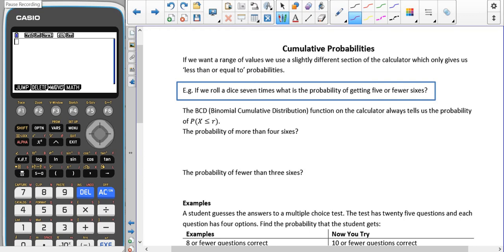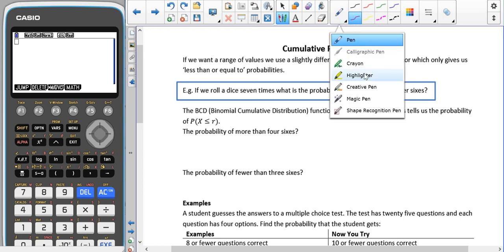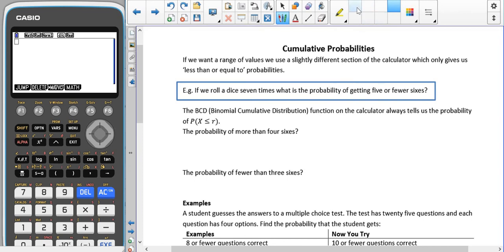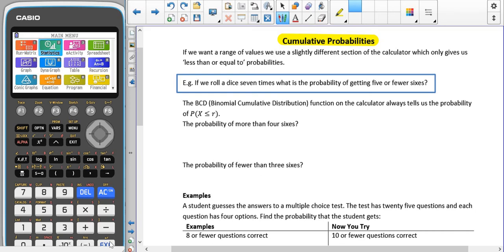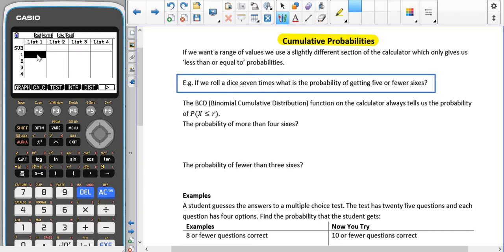So from having a look at finding probabilities for the binomial distribution when we're just looking for when it's equal to a value, we're now going to have a look at cumulative probabilities with the binomial distribution. So if we want a range of values, we use a slightly different section of our calculator which only uses less than or equal to if you have the old version of the calculator. So this version of the calculator, the newest version, can do greater than or equal to's as well.